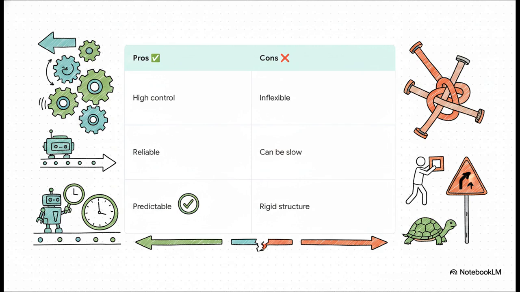With this whole assembly line approach, you gain a massive amount of control and reliability. You know exactly what's going to happen and in what order. So what's the downside? Well, it's inflexible.